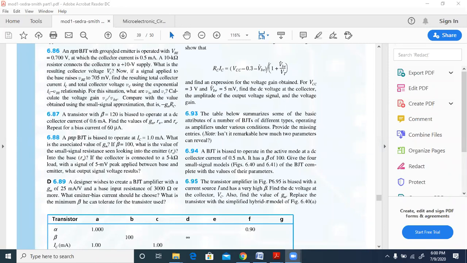The NPN BJT with grounded emitter is operated with VBE equal to 0.700 volts. So what is this VBE? Can somebody write in the chat what this VBE is?